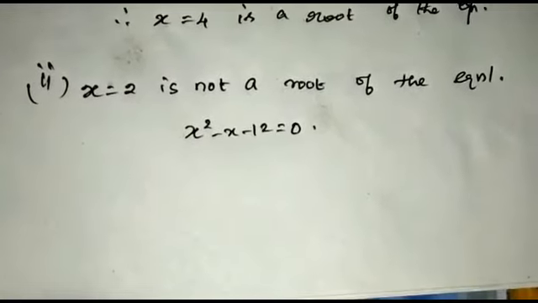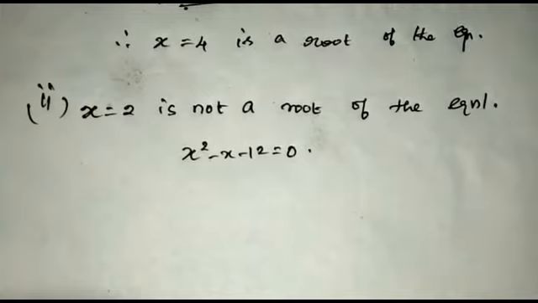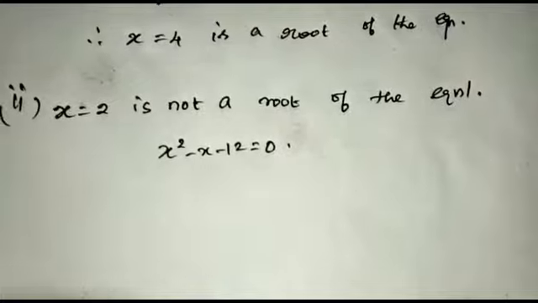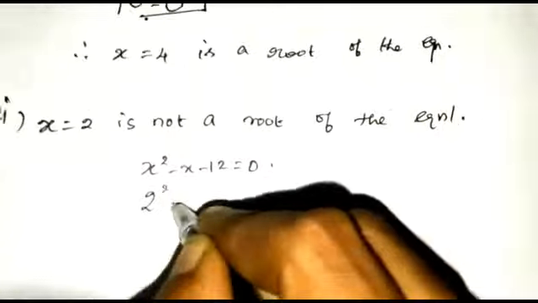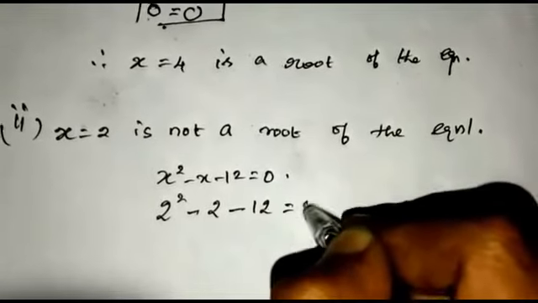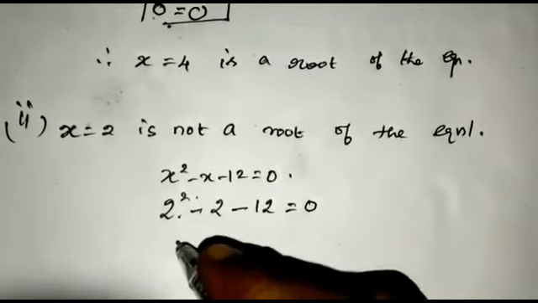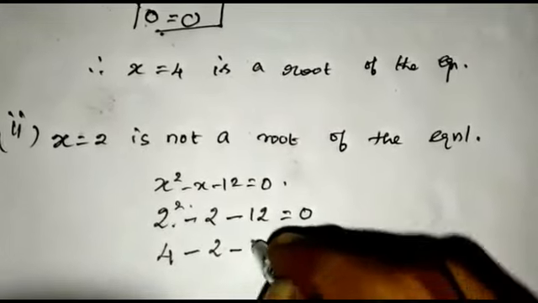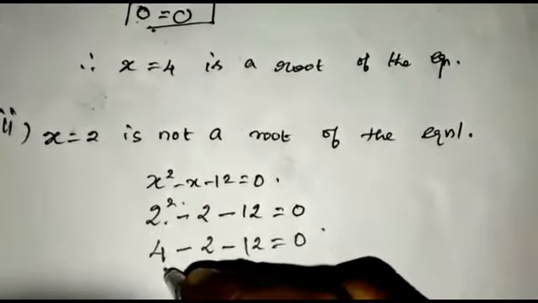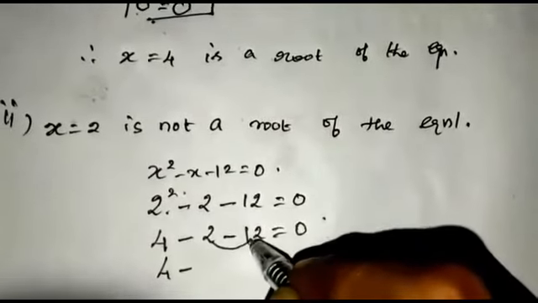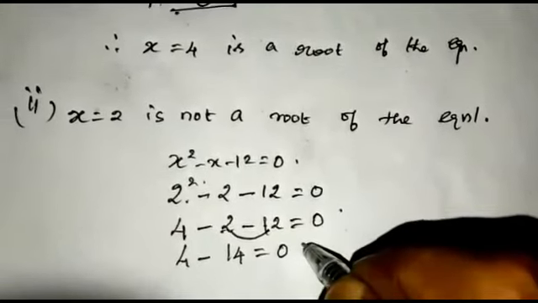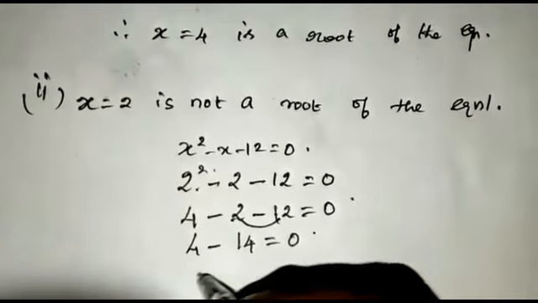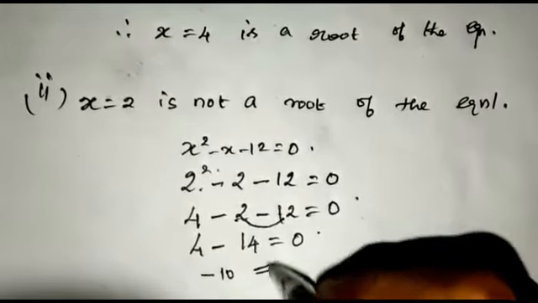Look at the second example. We want to prove that x is equal to 2 is not a root of the equation. First you have to substitute the given value x is equal to 2 in the given equation. So x square becomes 2 square minus 2 minus 12 is equal to 0. 2 square is 2 into 2, it is 4, minus 2 minus 12 is equal to 0. Just add these two negative numbers, minus 2 minus 12 is minus 14, and 4 minus 14 is minus 10, which is not equal to 0.